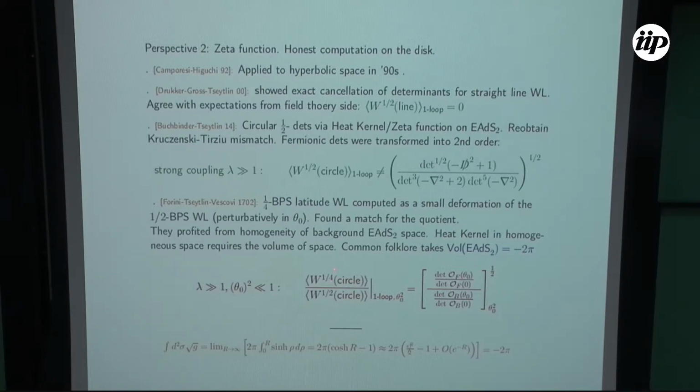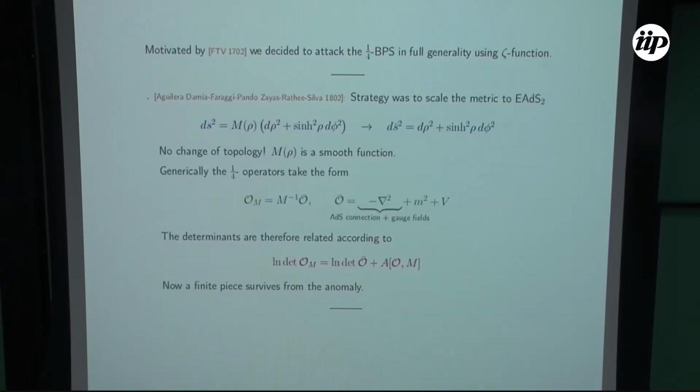So with this result, we said, okay, let's try to do it fully for any theta. In order to do that, we had this idea of mapping the deformed geometry to the pure AdS, and then adding back the anomaly provided by making this Weyl rescaling.